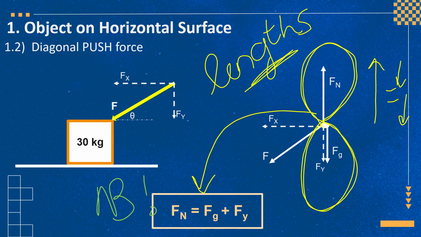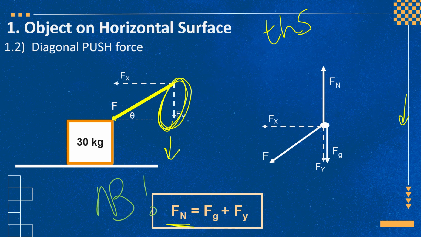So when you have a diagonal push force, please learn that the normal force is equal to the gravitational force plus this extra y component pushing down and adding that extra weight, you can maybe call it, in inverted commas, on the surface. And that is why your normal force must work harder, because this y component was added.